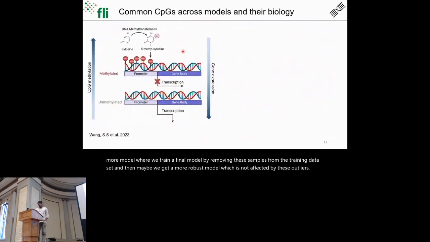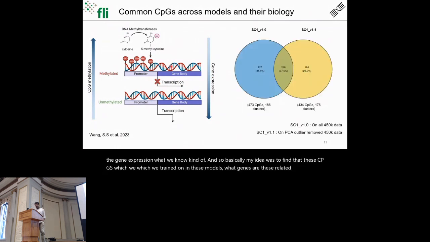And a good part about all of this was biological interpretability, which I briefly mentioned in the beginning. So the CpGs, depending on where they're positioned, especially in regulatory elements such as enhancers and promoters, might influence gene expression, as we know. And so basically, my idea was to find out which genes these CpGs we train on in these models are related to, and to narrow down on a bunch of CpGs to look for their biological significance.